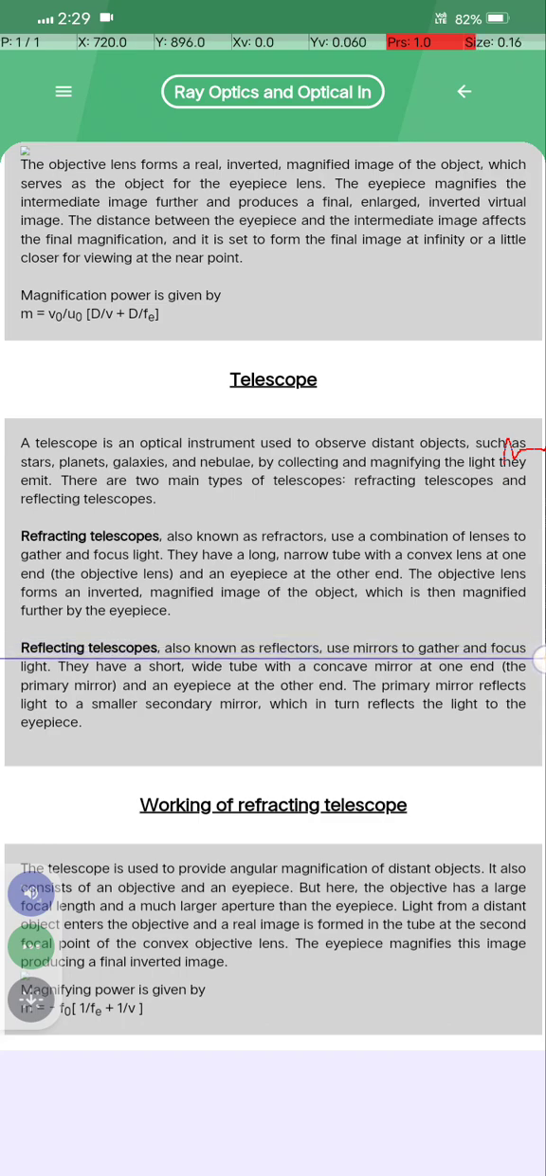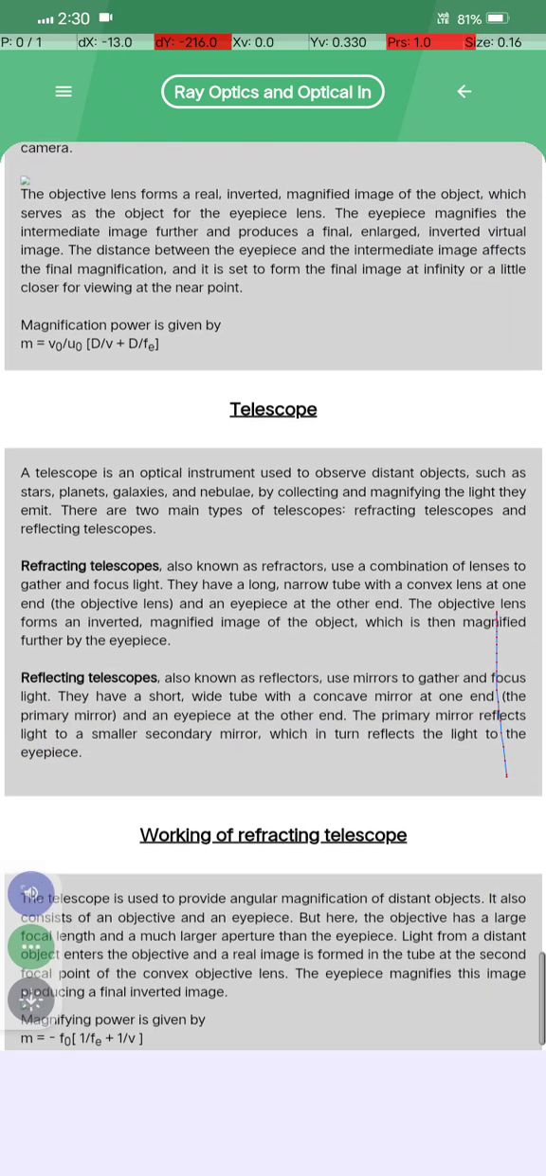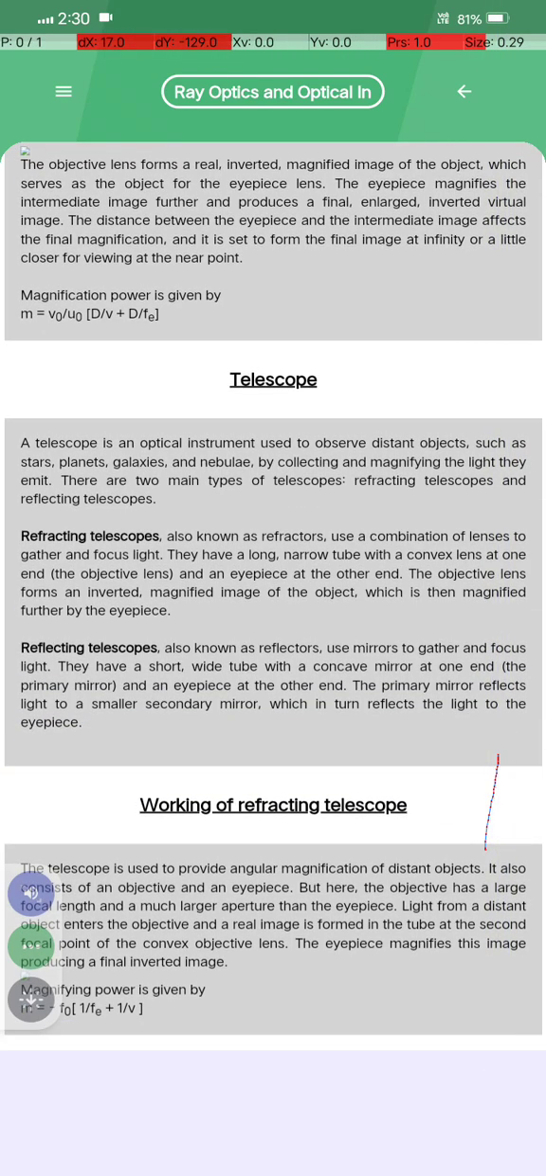What is a reflective telescope? Okay, a reflective telescope, also known as the reflector, uses mirrors to gather and focus light. It has a short wide tube with a concave primary mirror at one end and an eyepiece at the other end, and the primary mirror reflects to a smaller secondary mirror, which in turn reflects the light to the eyepiece. Working of a refracting telescope.